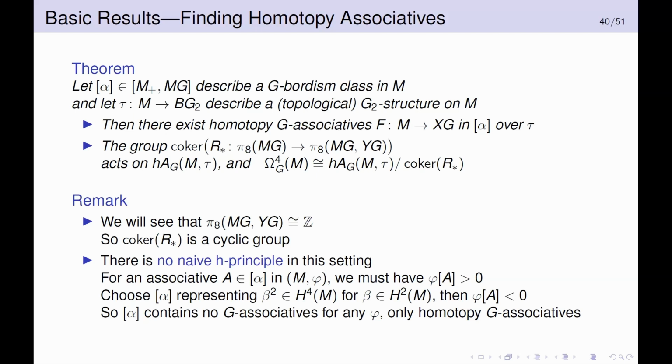Now you could say, what about two-connected seven manifolds? There is no beta. Well, bad luck. But then you take the first conjugate, which has exactly the same problem. So you find classes which cannot be represented by associatives, and therefore we don't have an h-principle. That's bad news.